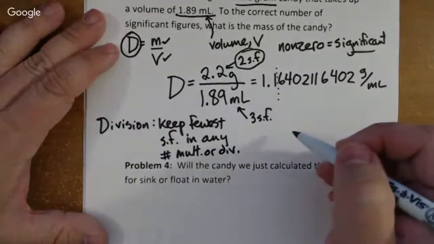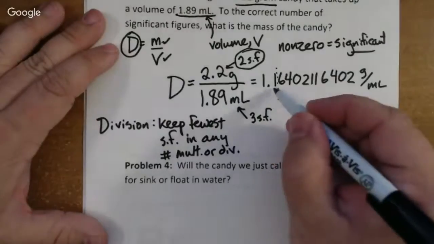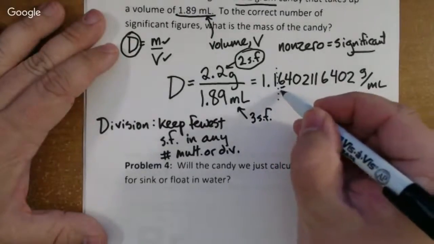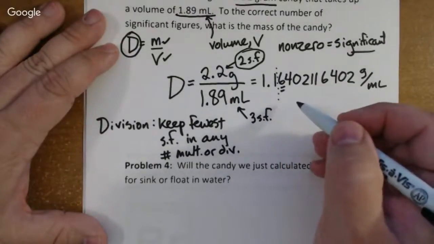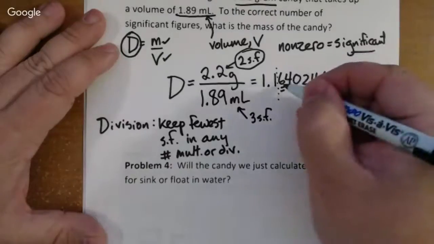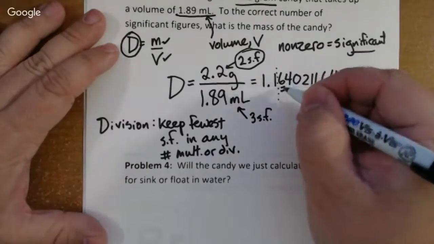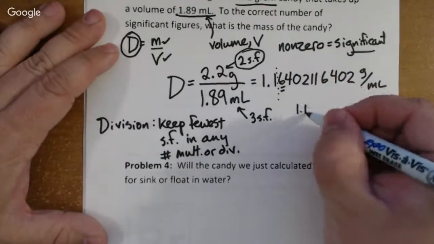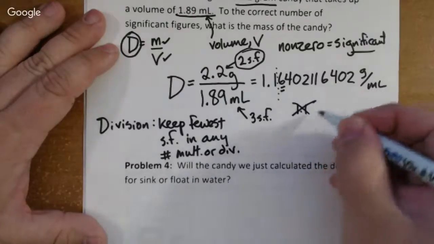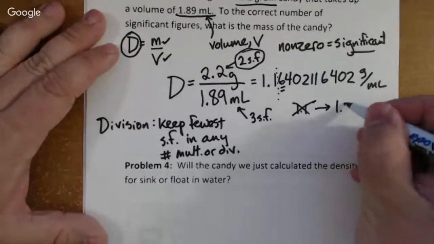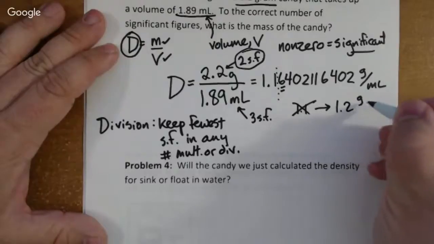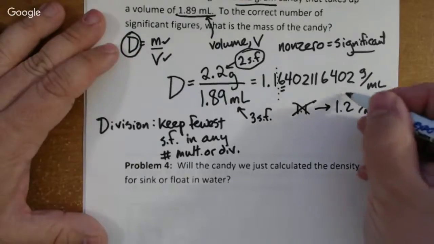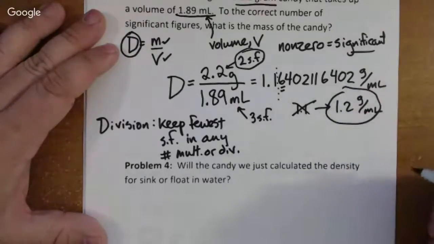And whenever you're doing rounding, you keep your 2 sig figs, but look at the first digit that you're going to cut off. Because this 6 is 5 or higher, that means I'm not going to write down 1.1 for my final answer. I'm going to round it up to 1.2 with units of grams per mil. That's my final answer for density.